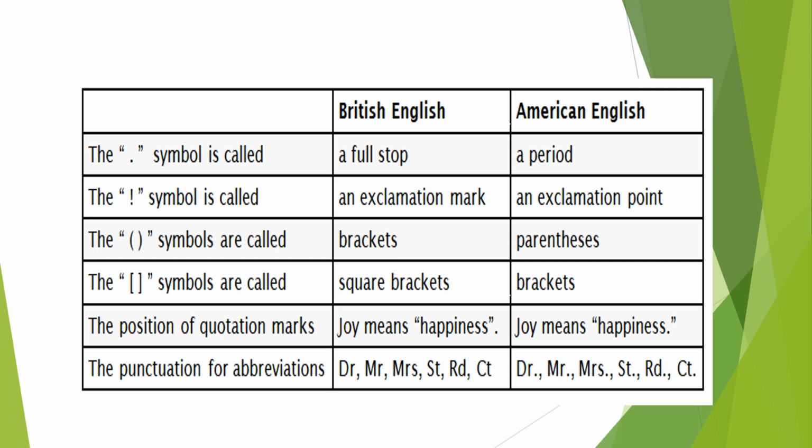So the position of quotation marks, as you can see over here, joy means happiness. Over here the quotation mark is before the full stop, or you can say before the period, in British English, but when you see American English, the quotation mark is covering the full stop or period as well. So that's the difference between the position of the quotation marks in both these languages.